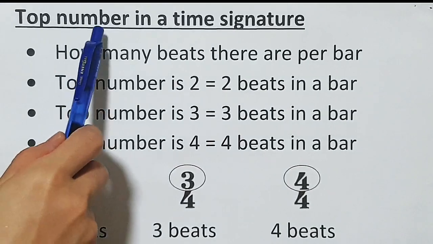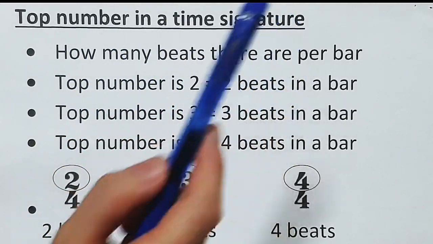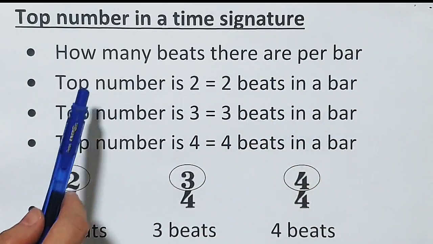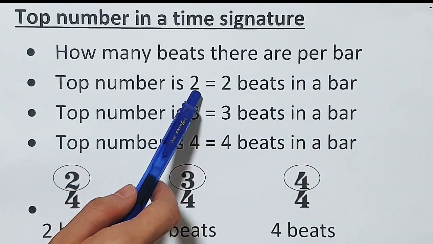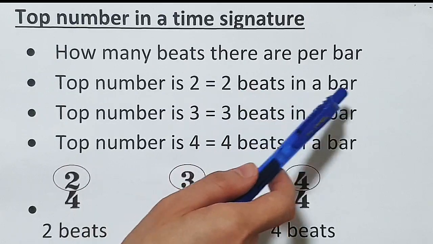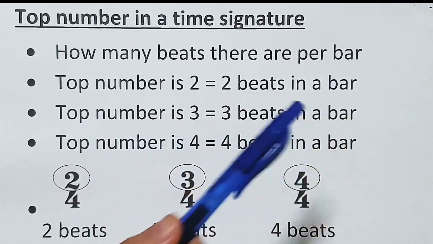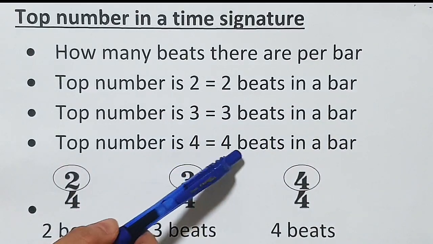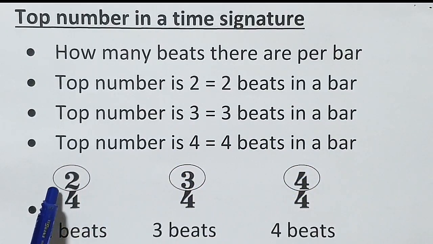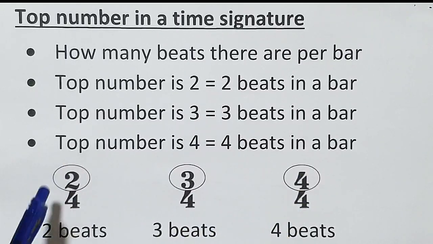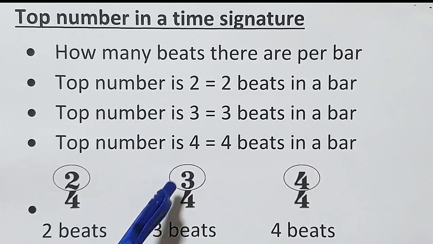What does the top number in a time signature mean? It means how many beats there are per bar. When the top number is 2, it represents 2 beats in a bar. When the top number is 3, it means 3 beats in a bar. When the top number is 4, it means 4 beats in a bar. For example, 2/4, 3/4, 4/4. The top number 2, 2 beats. Top number 3, 3 beats. Top number 4, 4 beats.